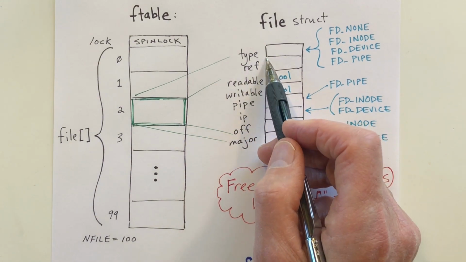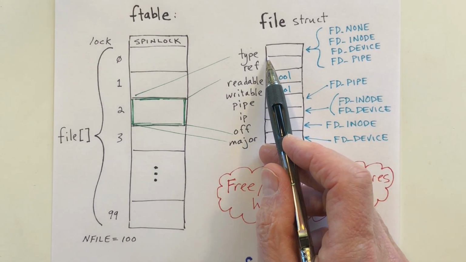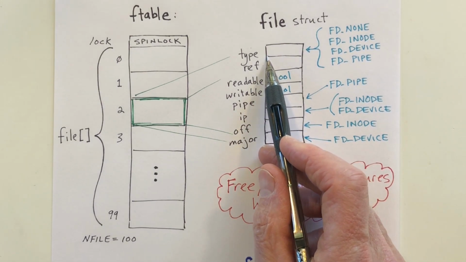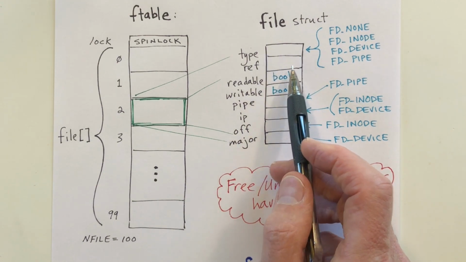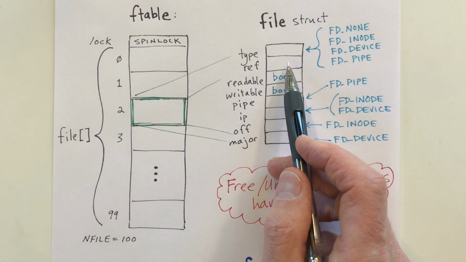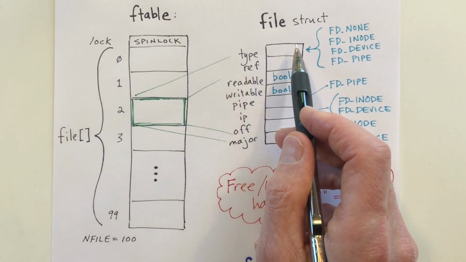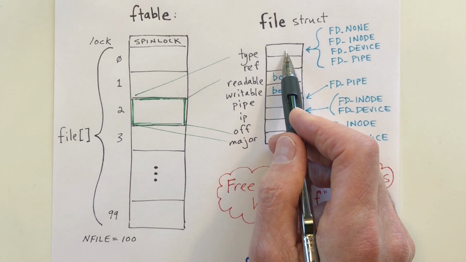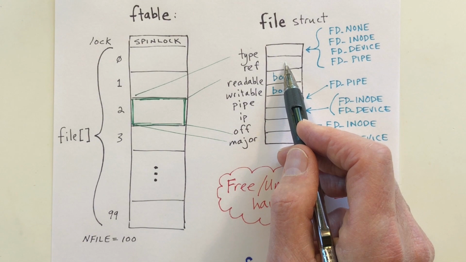Where are these pointers coming from? Well, remember that a process will have a number of open files, and each open file is given a file descriptor, and that's a slot in this array called ofile. So the ofile arrays contain pointers to the file structures. So that's where they're coming from. And the reference count counts the number of pointers to this particular object.